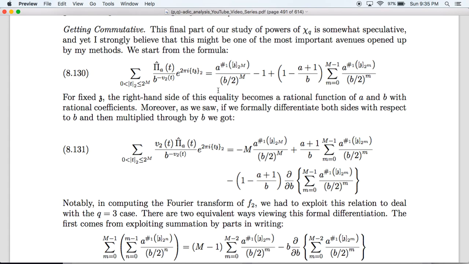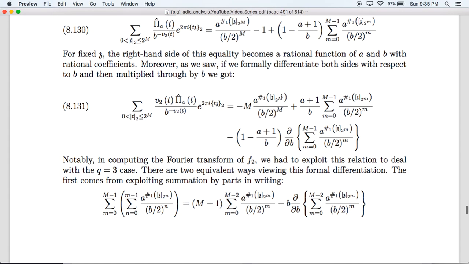For fixed z, the expression here on the right is a rational function of a and b with rational coefficients. Moreover, as we saw, if we formally differentiate both sides with respect to b and then multiply through by b, that would be the same thing as applying the homogeneity operator with respect to b. Notably, in computing the Fourier transform of f2, we had to use this relation to deal with the q equals 3 case. There are two equivalent ways of viewing this formal differentiation.